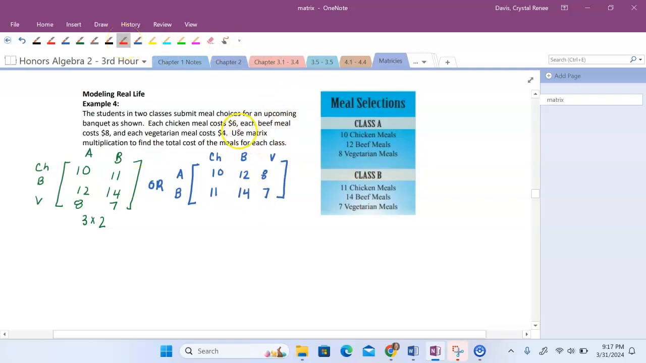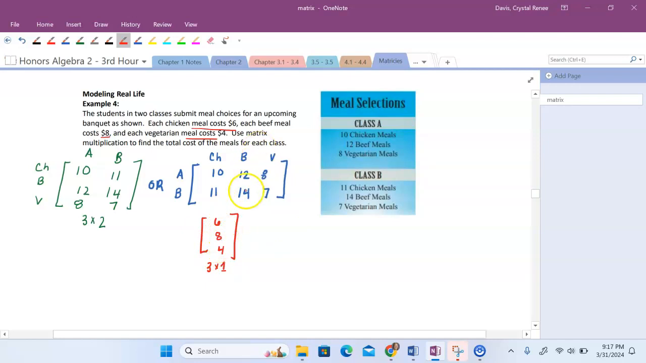So we're finding the cost. We want to multiply by the chicken costs 6, the beef costs 8, and the vegetarian costs 4. So we want to multiply that probably by 6, 8, and 4. Well, notice this is a 3x1 matrix. Or we could have done it the other way, a 1x3, but that wouldn't have helped.